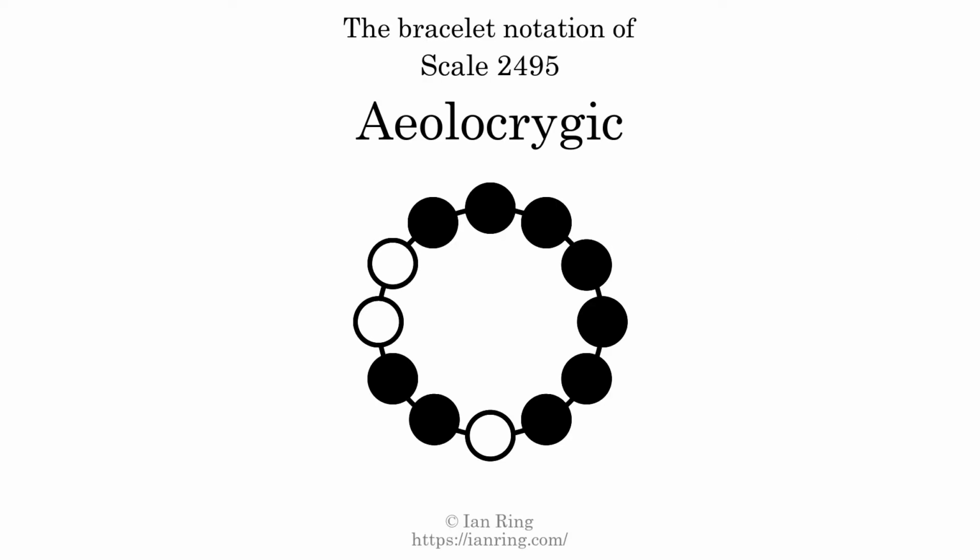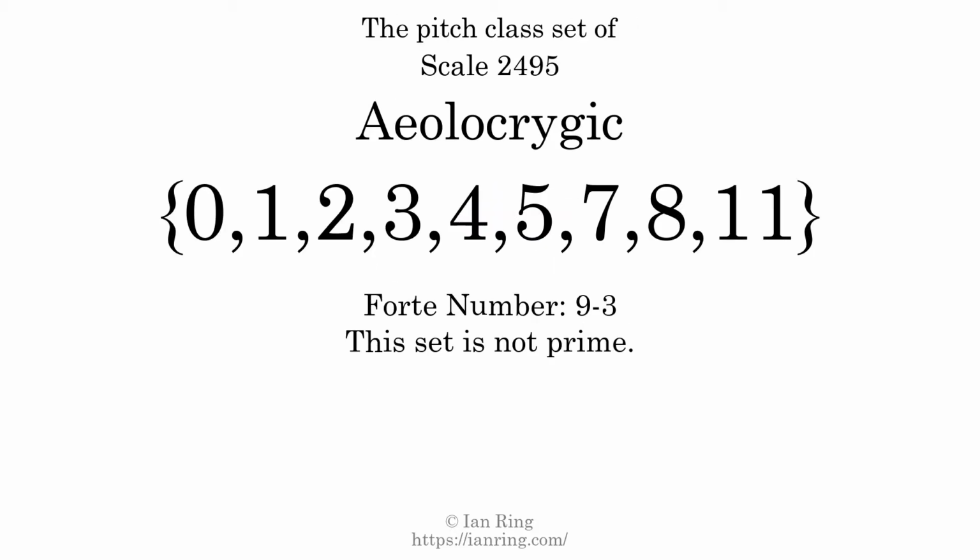This is a bracelet notation diagram of scale 2495. The shaded circles represent tones that appear in the scale, and they are read clockwise, starting at the top. The pitch class set for this scale is 0, 1, 2, 3, 4, 5, 7, 8, 11.